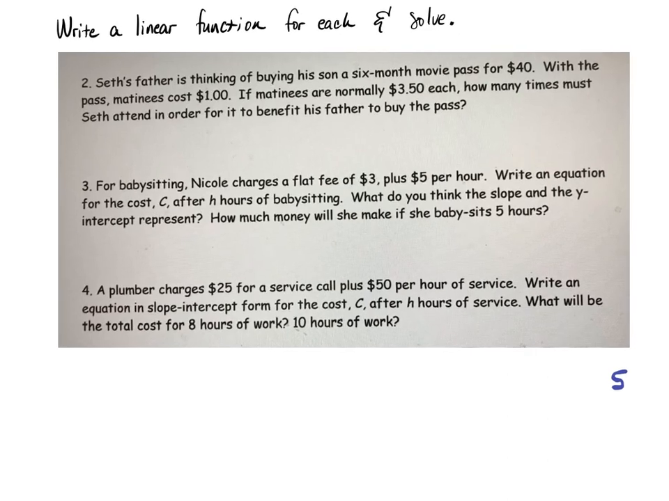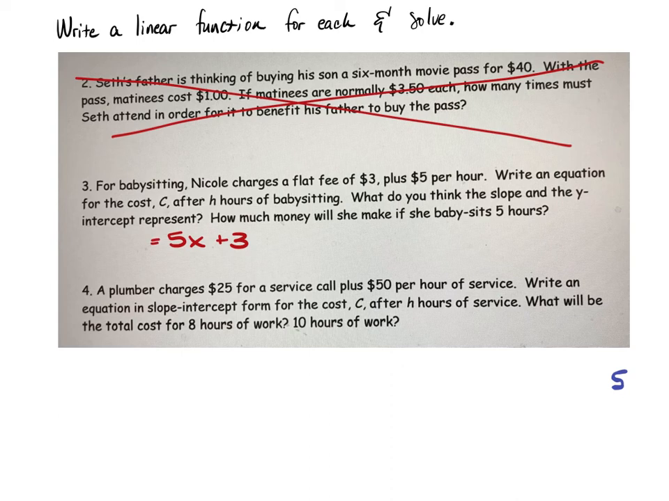For your next page, we're looking at these word problems. We're going to skip that first one. Look at that second one, though. It says that for babysitting, Nicole charges a flat fee of $3. So that's your initial fee of the $3 plus $5 per hour. So that would be 5 per hour, so that's 5 times x. We're writing an equation for the cost C after hours H of babysitting.